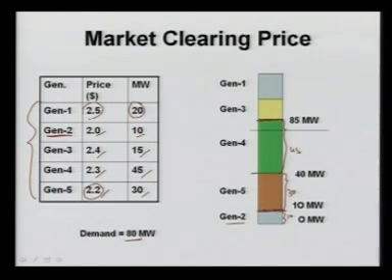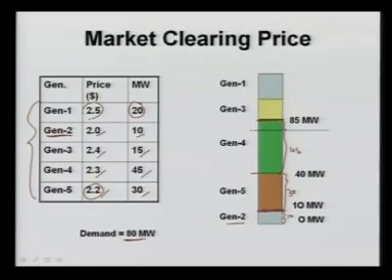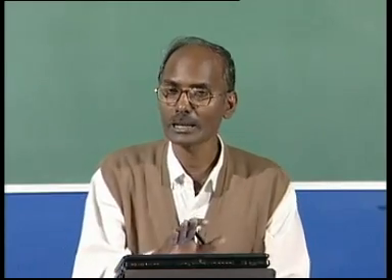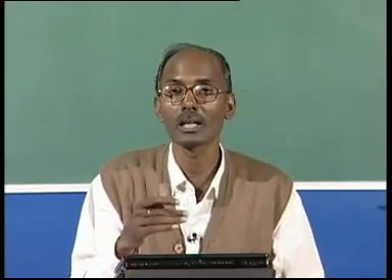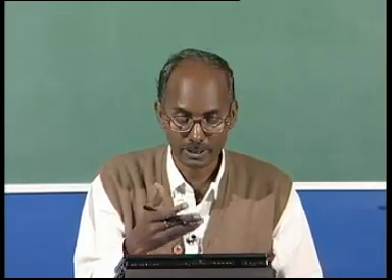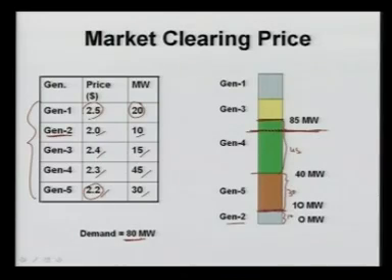Now our demand is only 80. This demand is coming here. We have to load the generators according to their merit order. Those that are cheaper will be dispatched first. Here we are talking about unconstrained dispatch. We are not considering whether there is any congestion occurring in the power system or not.